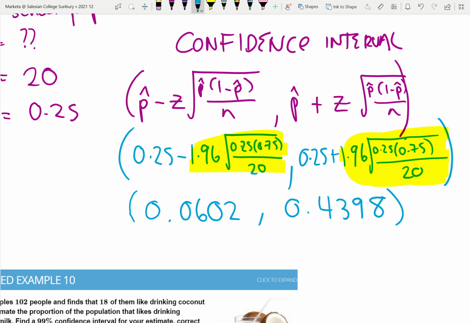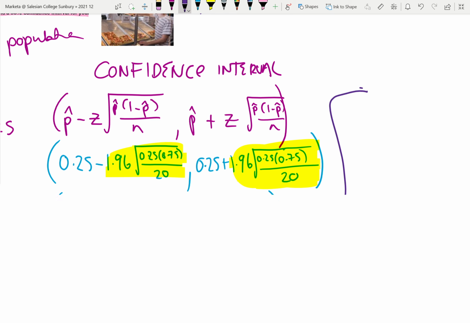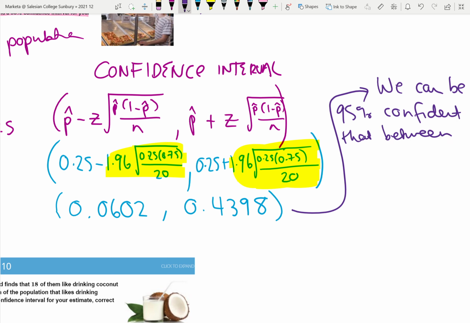But if we interpret that, like if we want to know what that's actually telling us, well, it means that, I'll put it over here, we can be 95% confident that between 6%, so I'm just multiplying by 100 of course, and 44% of the school population will buy their lunch today.